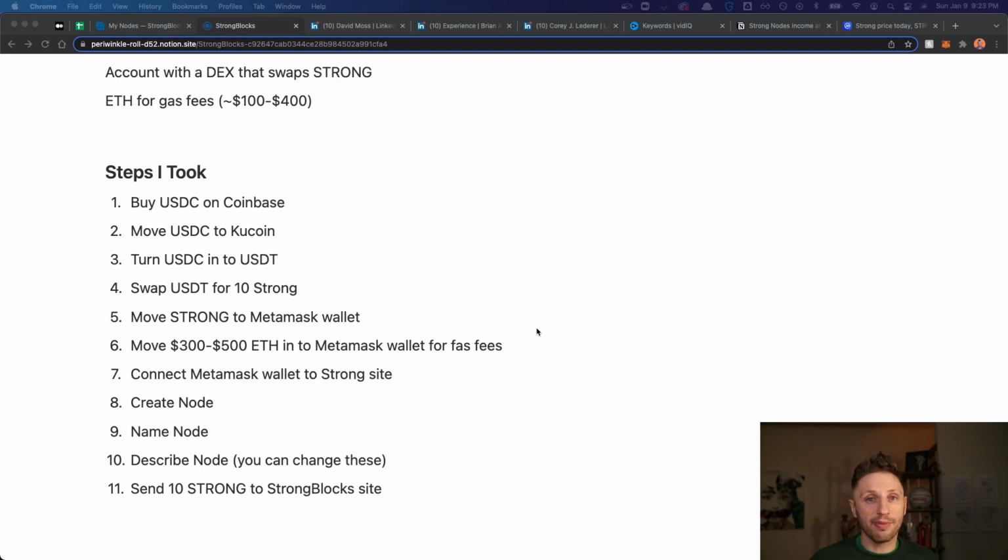So then I bought 10 Strong with my Tether, and I took my Strong from there and sent it to my MetaMask wallet. Then I also moved about $300 or so of ETH into my MetaMask wallet so I could pay for gas fees. And I connected my MetaMask to the Strong site.